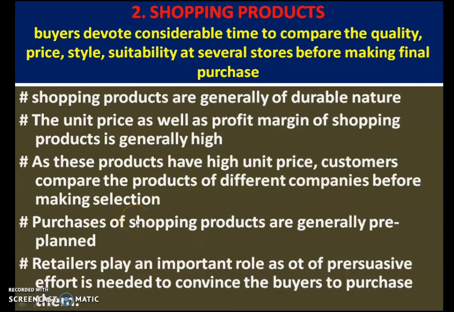So these things are done by us, isn't it? When we purchase a television, car and motorbike and such things, we compare companies with the price and style, and many other things are compared. Purchase of shopping products is generally pre-planned. We pre-plan before we go for purchasing this product. It is not just simply walking in, seeing this and purchasing it. We pre-plan before buying a shopping product.